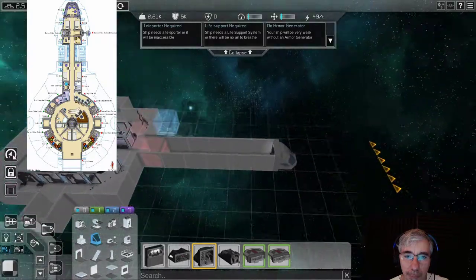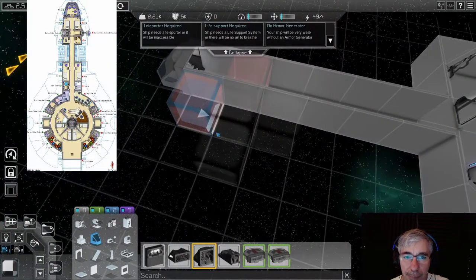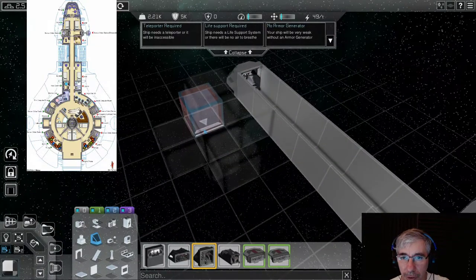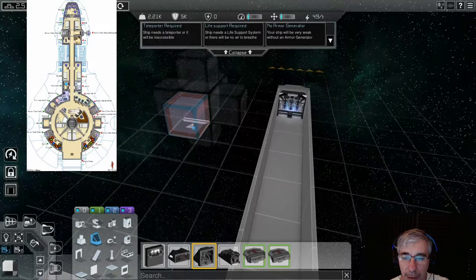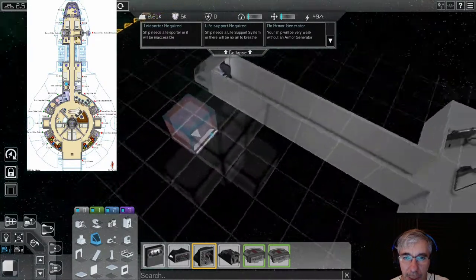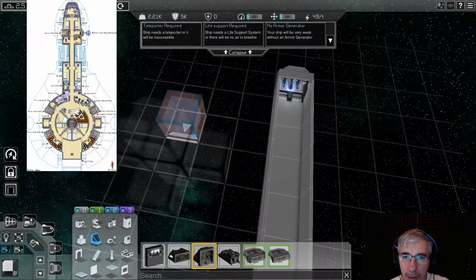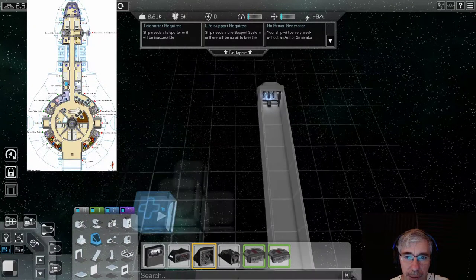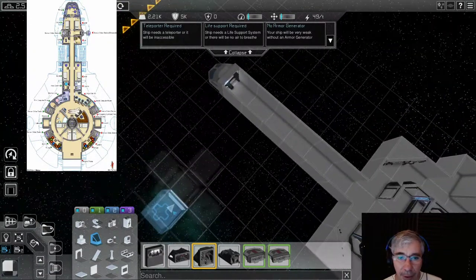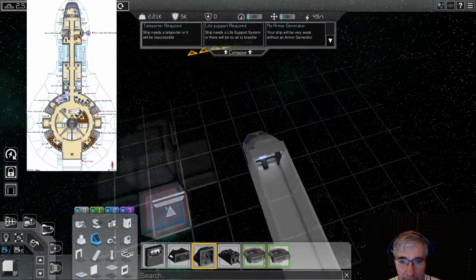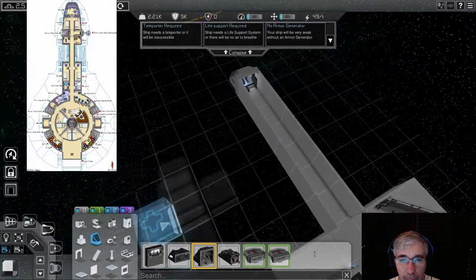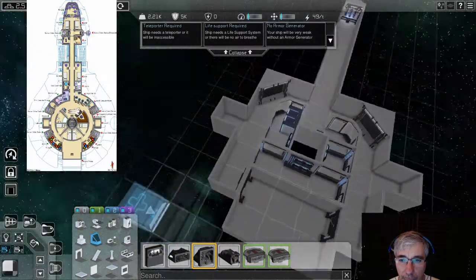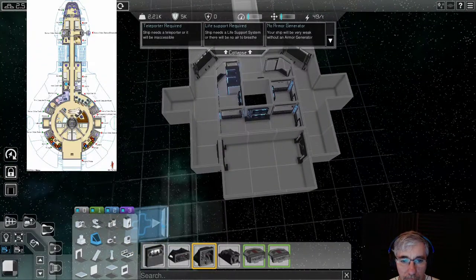So that's an issue. One suggestion would be to have the cockpit seats only, and then have window blocks, to have more options for customization. Okay, so this is our initial layout, and we will have some issues that we would have to solve.